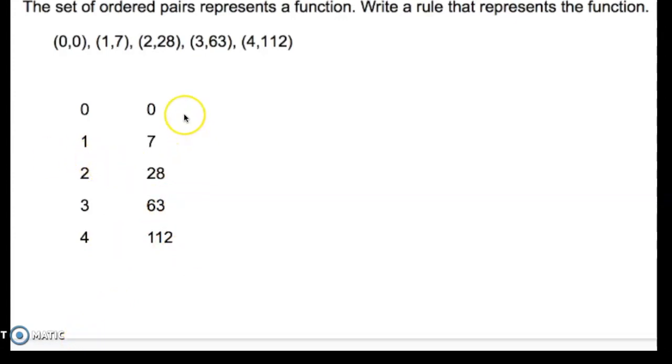What we're going to do next is see what we add to go from 0 to 7, 7 to 28, 28 to 63, and 63 to 112. The goal is to continually do this until all the numbers we're adding are constant. So we first see what we add to get 7 from 0. We add 7. To go from 7 to 28, you add 21. To go to 63 from 28, you add 35, and to go to 112 from 63, you add 49.